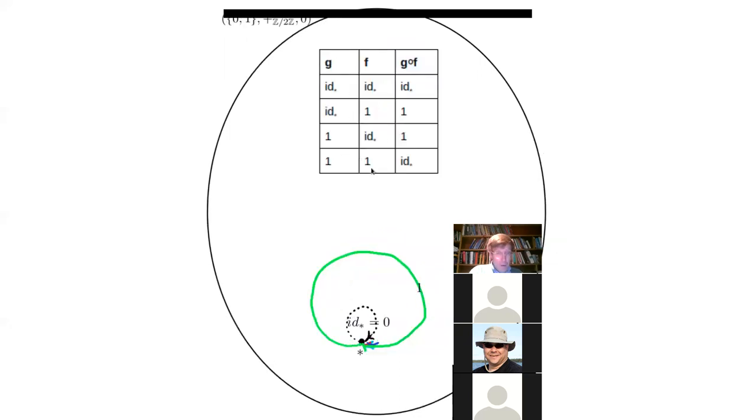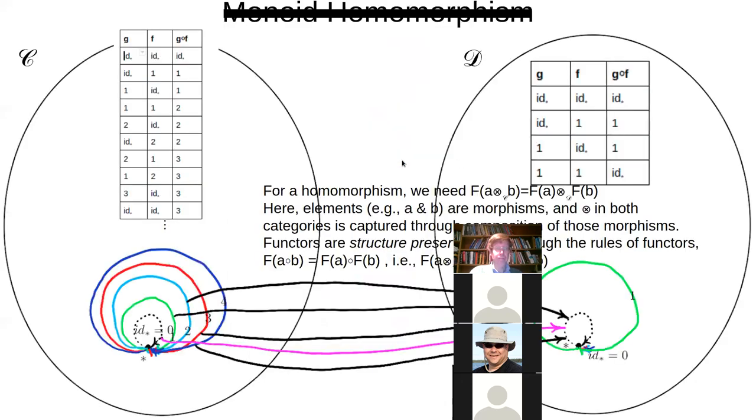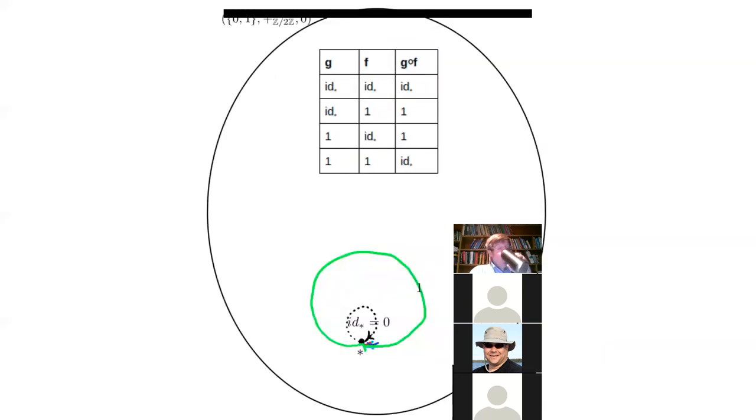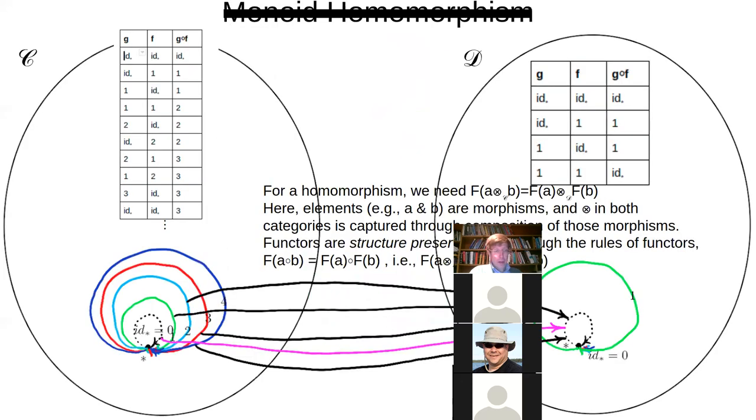Here, if you look at this, you'll find, oh, this is just addition mod two. So we have zero and one. And if we combine zero and zero, we get zero, zero and one, we get one, one and zero, one, and one and one, zero. Okay, now, these are example monoids as categories.